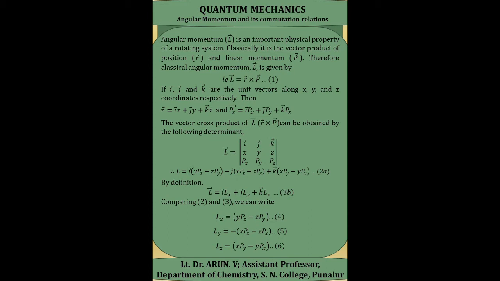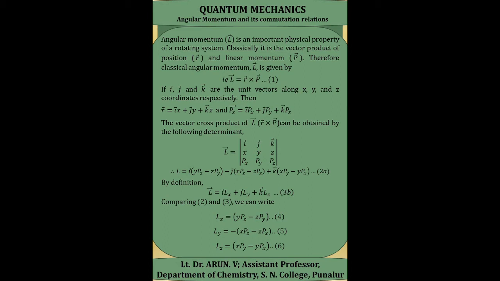If vector i, vector j and vector k are the unit vectors along the x, y and z coordinates respectively, then we can write r = i x + j y + k z, and p = i px + j py + k pz. The vector cross product r × p can be obtained in the form of a determinant. The vector L is equal to the determinant of i, j, k; x, y, z; px, py, pz.